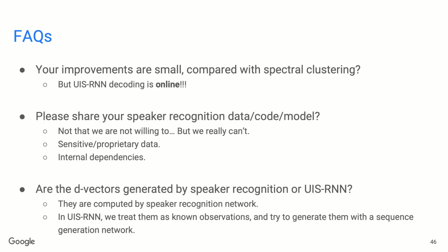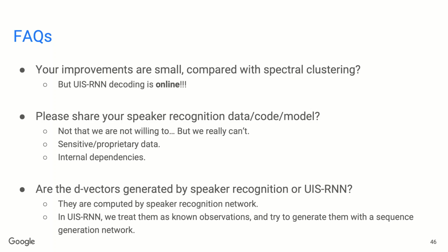Some more questions. Some people read the paper and ask us, UIS-RNN is complicated, but the improvements seem to be very small compared with spectral clustering. Is it really worth it? Well, you clearly missed the one thing, that UIS-RNN decoding is online, while spectral clustering is offline.